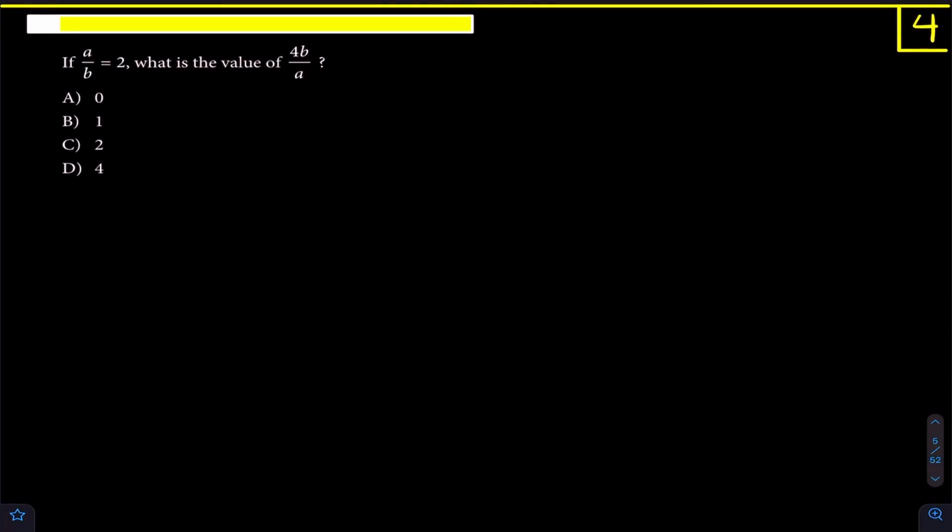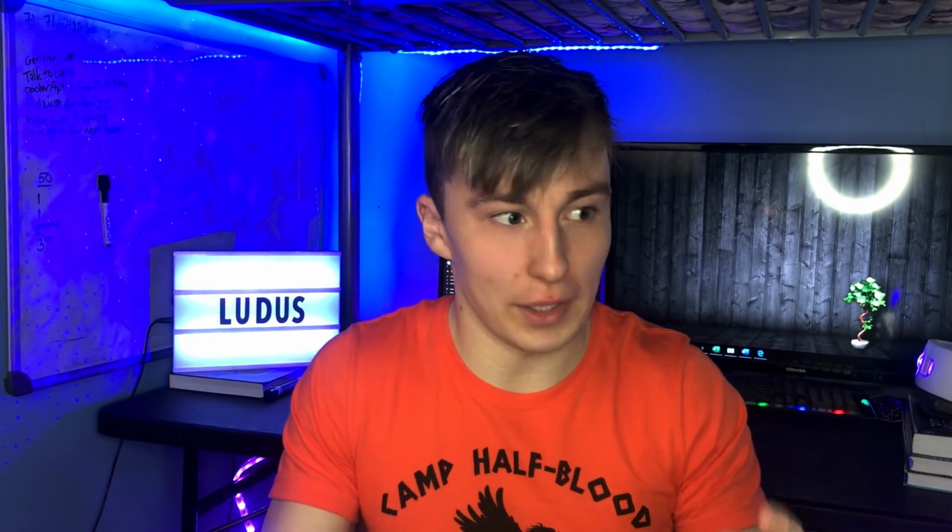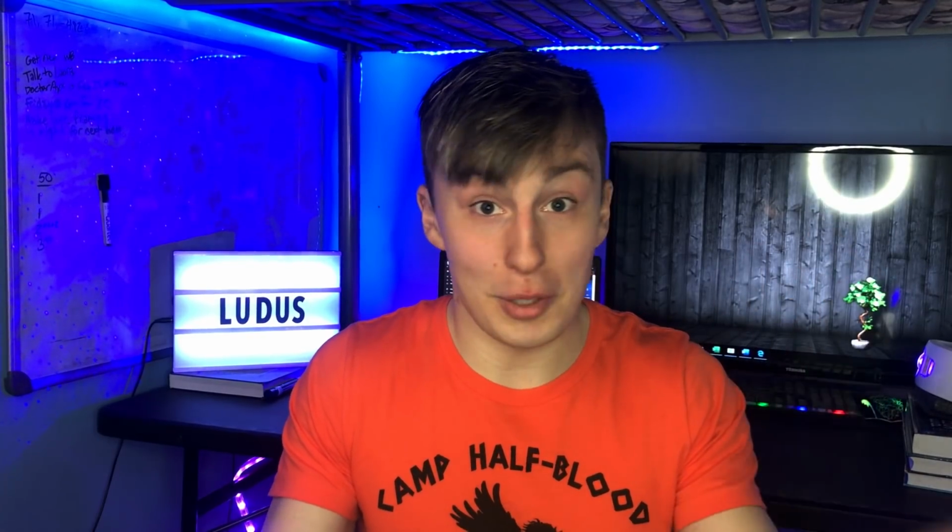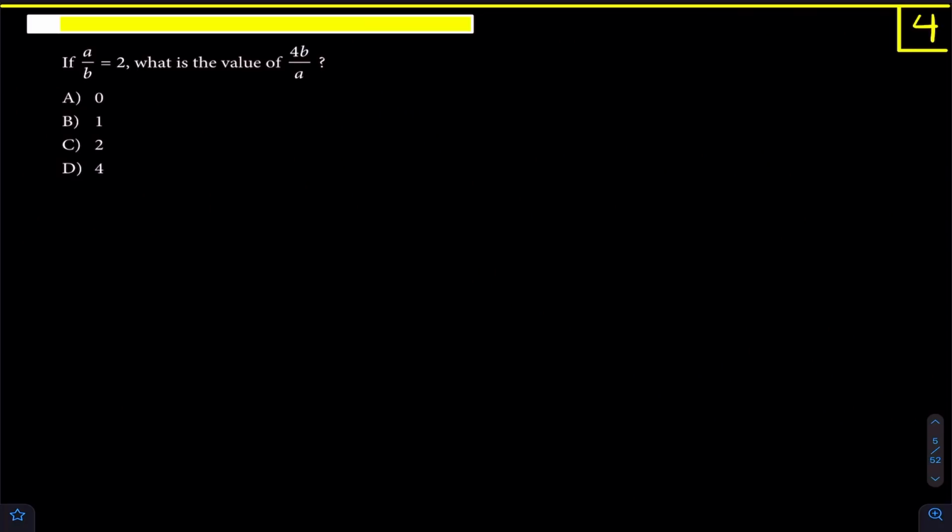All right, for problem 4, this problem says if a over b is equal to 2, what is the value of 4b over a? And so there's a lot of different ways that people like to solve this problem. I've done this problem on TikTok before, and so many people just argue about what way is the best to do it. There's 3 different ways I can think of to solve this problem. I'm going to show you just one way to solve it. And if you have a different way that you like better, let me know what it is in the comments. But here's how I would go about solving this problem, or at least the easiest way I could explain how to solve this problem.